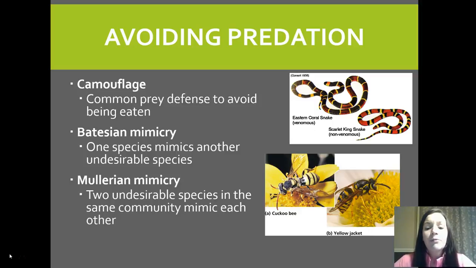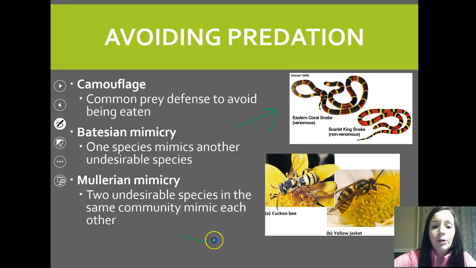There's also 2 types of mimicry that we're going to talk about. Batesian mimicry is when one species mimics another undesirable species, which you see up here. The scarlet king snake is non-venomous, but it looks an awful lot like an eastern coral snake, which is venomous. So animals that are trying to eat the snake are really not even going to try because it looks too much like something that does have venom.